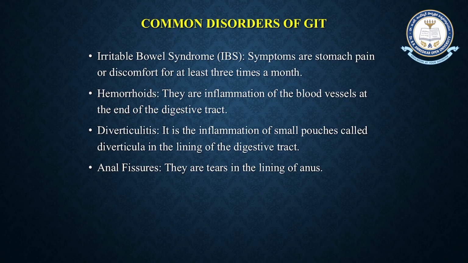Moving on to hemorrhoids. Hemorrhoids are inflammation of the blood vessels at the end of the digestive tract. That is usually around the anal opening. If these hemorrhoids are present inside, they are known as internal hemorrhoids. Sometimes when they start prolapsing out of the anal opening, they are known as external hemorrhoids.